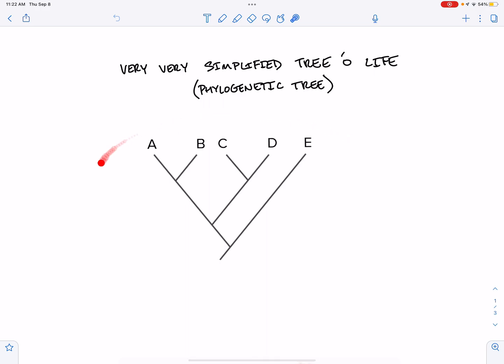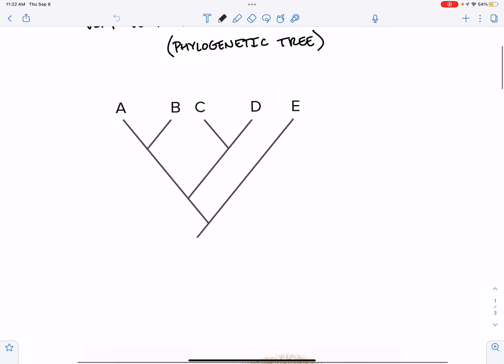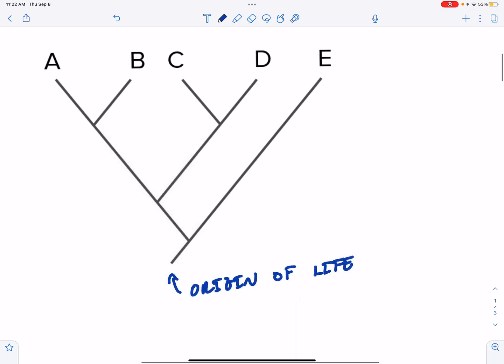Okay, so imagine this is a very simplified tree of life. The way we read the tree is we start at the root. I'm going to pick a different color here. Rather than do it in black, I'm going to do it in blue. This is the origin of life in our very simplified tree. So 4 billion years ago is this point. Life emerges out of the primordial soup.